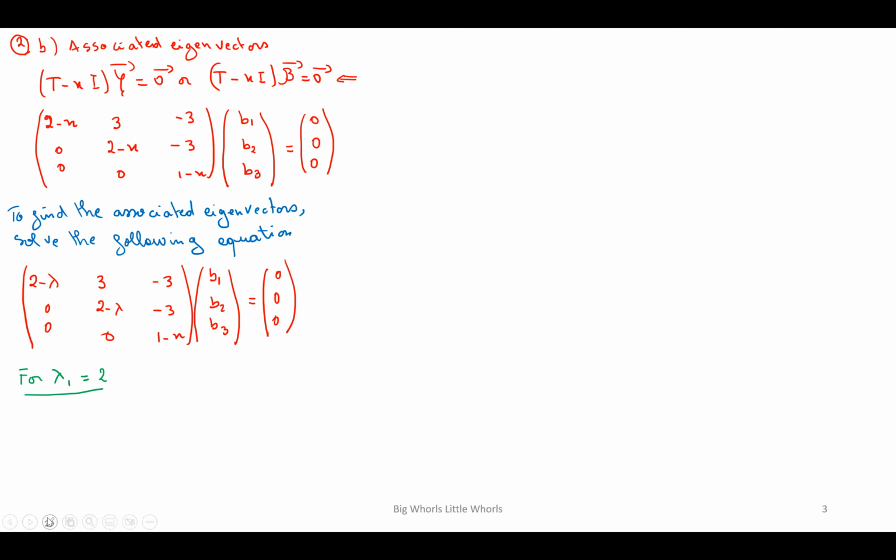The equation becomes: 2 minus 2 is 0, so you have 0, 0, 0. Then 3, 2 minus 2 is 0, 0. And minus 3, minus 3, and 1 minus 2 is equal to minus 1. Multiplied by b1, b2, b3 equals 0, 0, 0.